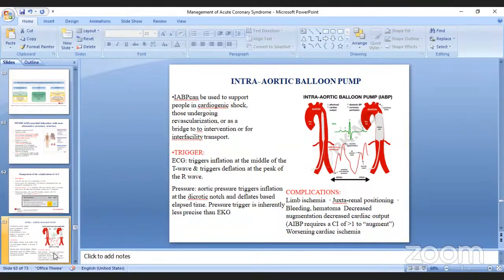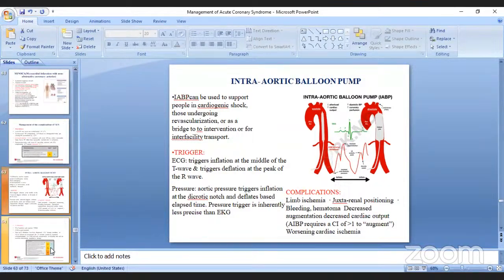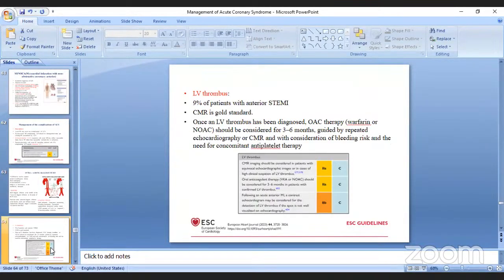So overall, they help in reducing the afterload, increasing the cardiac output, and increasing the coronary perfusion. Various complications can also occur because of IABP, such as limb ischemia, bleeding, hematoma, decreased augmentation, because a minimal cardiac index of more than 1 is required to augment, and worsening cardiac ischemia can also occur as a complication. LV thrombus is yet another complication of ACS, which occurs in 9% of patients with anterior STEMI. Cardiac MRI is the gold standard method of diagnosing, and once it has been diagnosed, then the patient has to be kept on oral anticoagulation therapy for at least 3 to 6 months, following which continuation of the therapy should be guided by repeated echocardiography or a cardiac MRI.